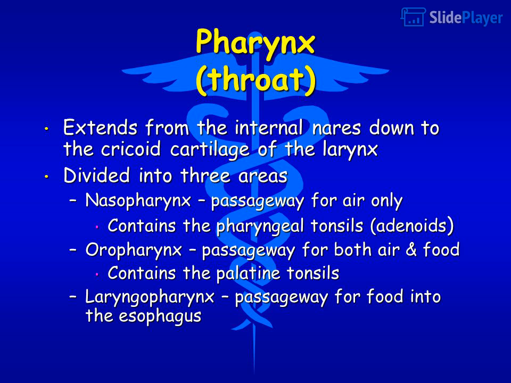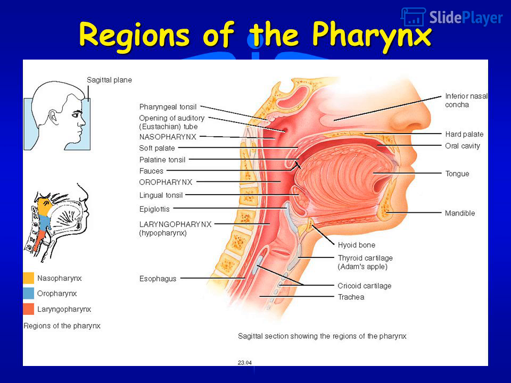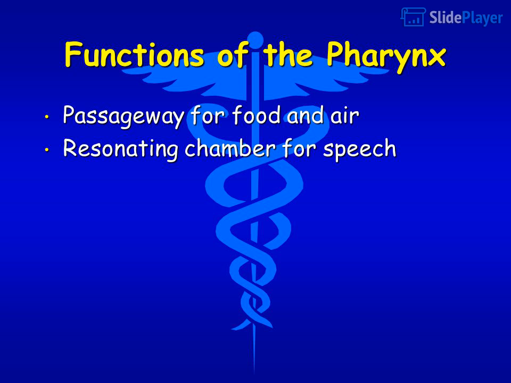Laryngopharynx, passageway for food into the esophagus. It divides the respiratory tract into the esophagus and the larynx. Esophagus carries food to the stomach. Regions of the pharynx. Functions of the pharynx: passageway for food and air.